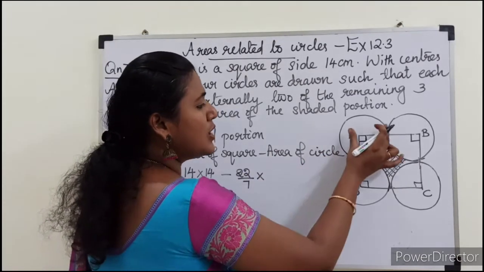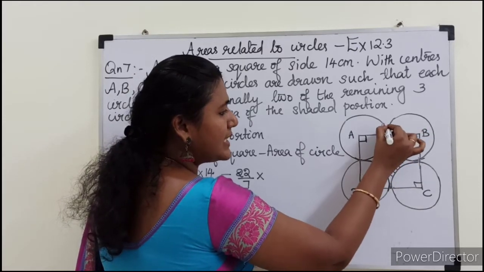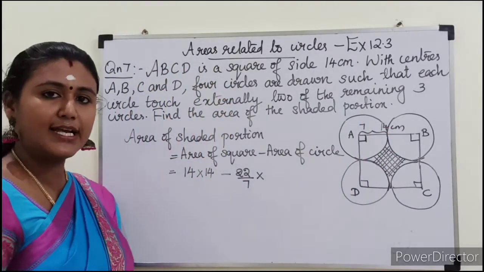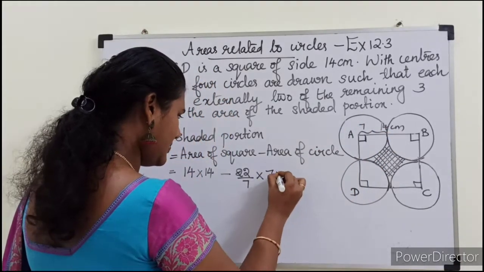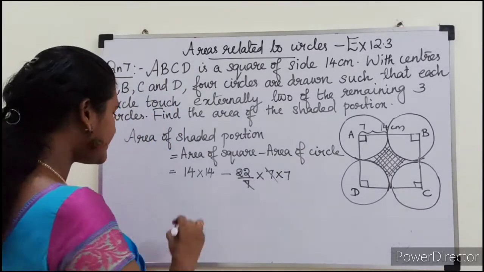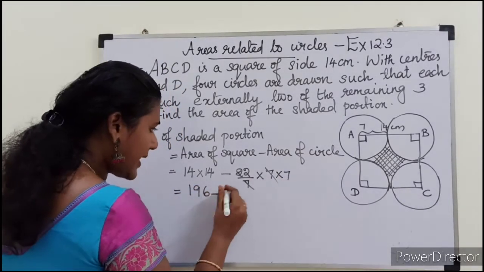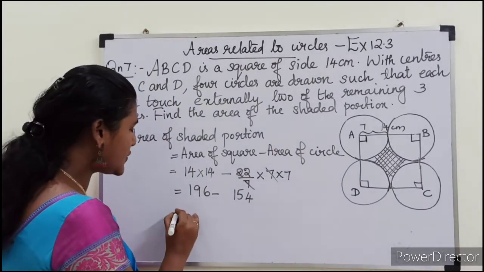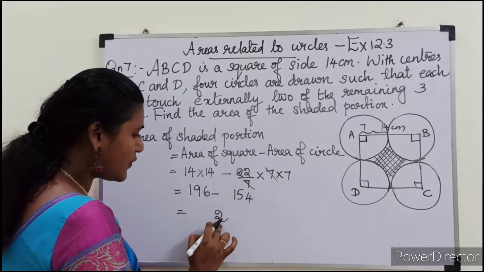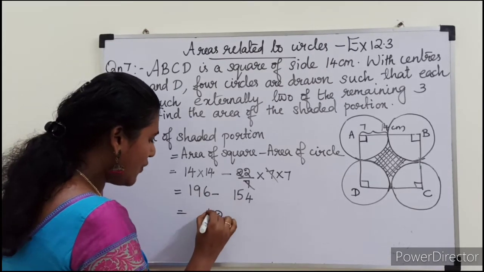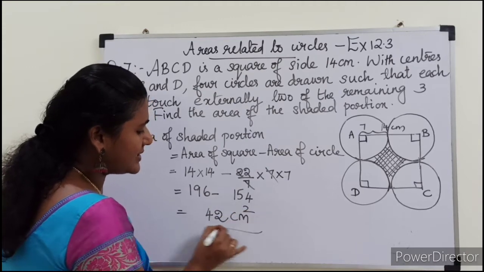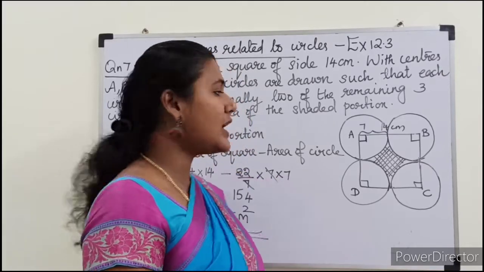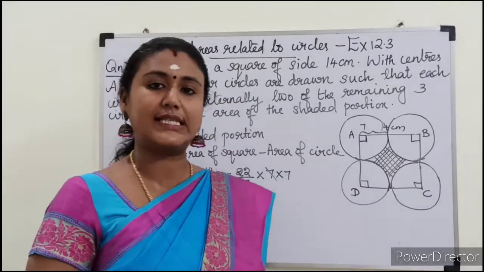What is the radius? If the side is 14 centimeter, then this length will be 7 centimeter. So the radius of the circle is 7. So 7 into 7, we can cancel this 7. So 196 minus 22 into 7 is 154. If you subtract these two, you will get the answer: 6 minus 4 is 2, 9 minus 5 is 4. So 42 centimeter square. Actually this is a very easy question. The answer for area of shaded region is 42 centimeter square.